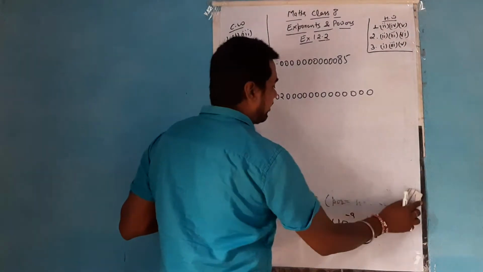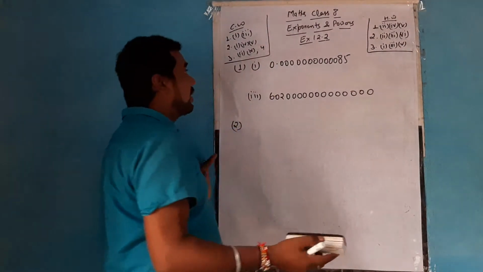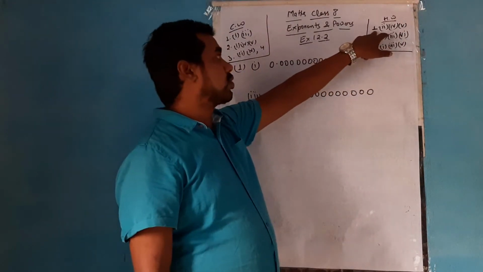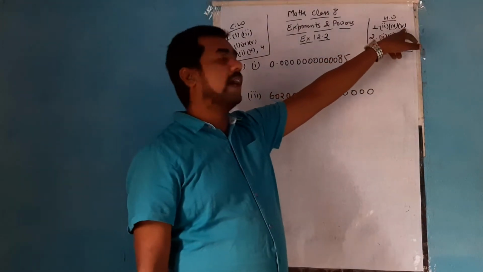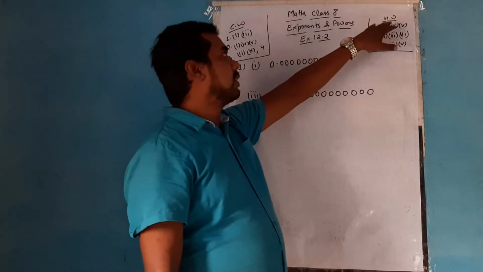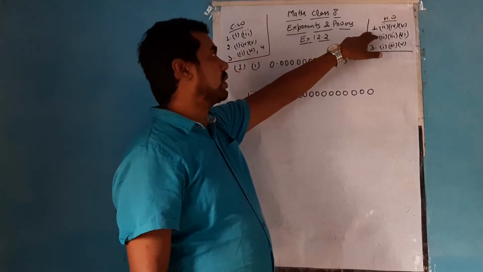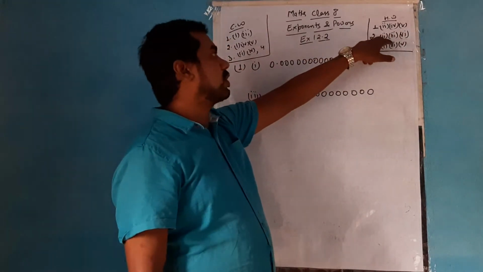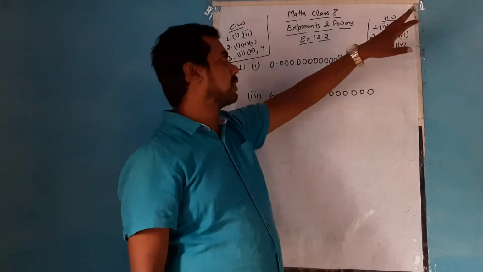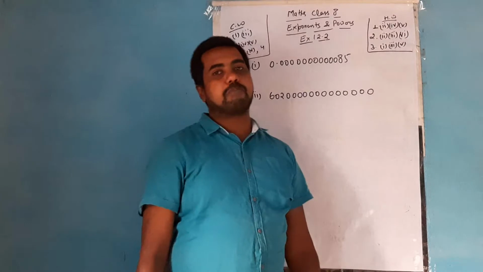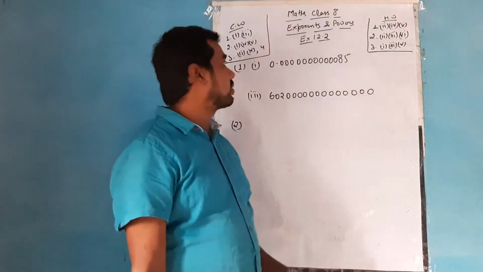Keeping this in mind, moving to the exercise, first I am letting you know what the homework is. Sorry, in exercise 12.2, first question, second, fourth and fifth part. Second question, second, third and sixth part. Third question, first, third and fifth part. These are all homework according to the syllabus.